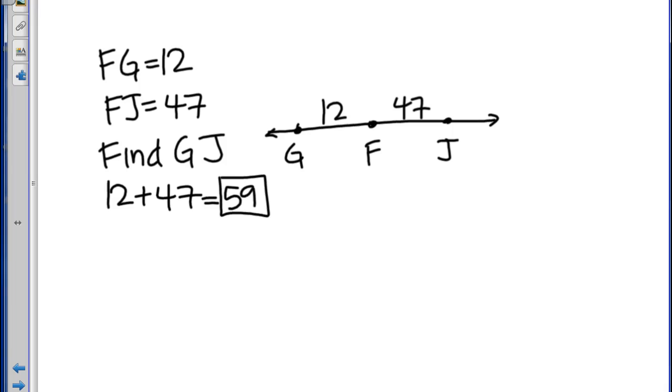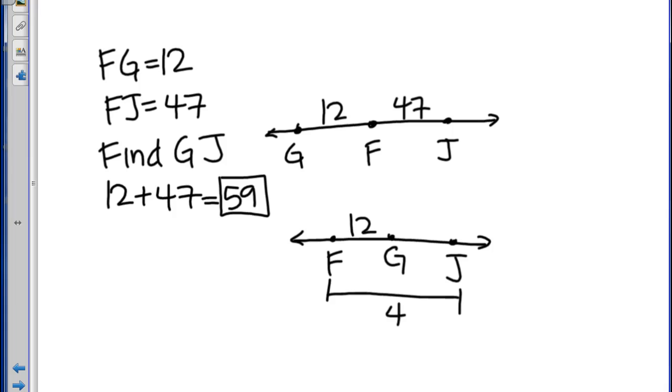So GJ is 59. All right. So is there another way that we could draw this? What if G is in the middle? Would this work? So if they told me that FG was 12 and FJ was 47, now can you find GJ?